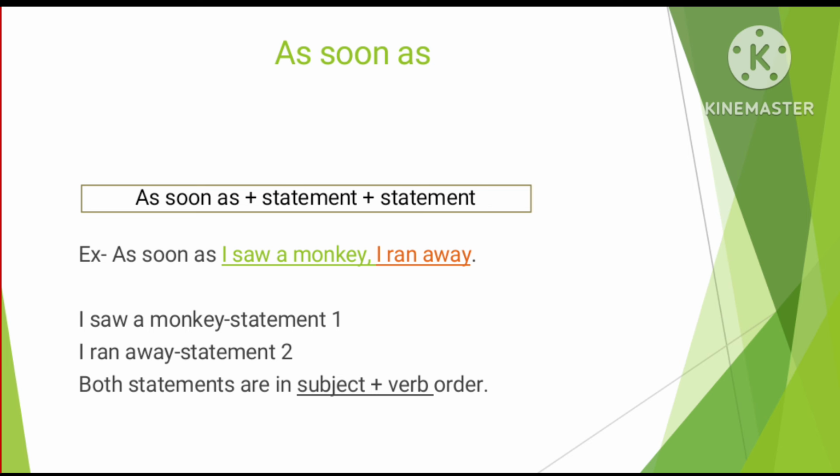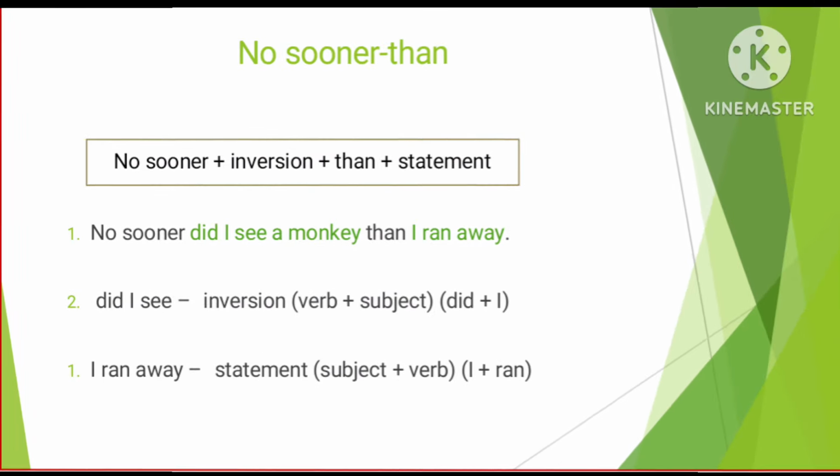In this model, the verb of both the statements must be in the same tense. For example, saw is simple past tense, ran is also simple past tense. I saw a monkey, I ran away. As soon as I saw a monkey, I ran away. The same example we can use with no sooner than. Here, no sooner comes in the beginning and than comes in the middle.